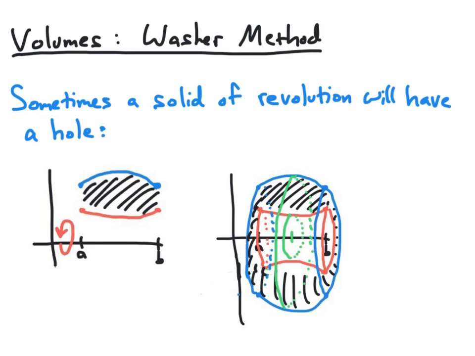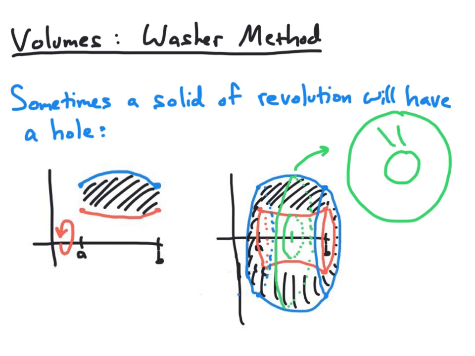If we take an arbitrary cross-section, such as the one shown in green here, and we pull out that cross-section, then what we're going to see is that we have a disk on the outside, but another disk in the middle that's removed. And so this cross-section will look something like this. And this, based on its shape, is often referred to as a washer.